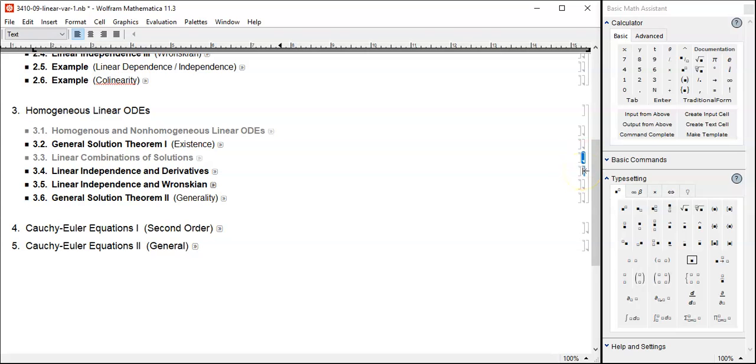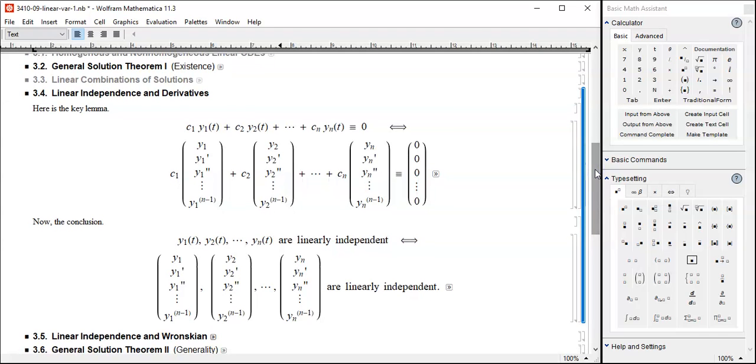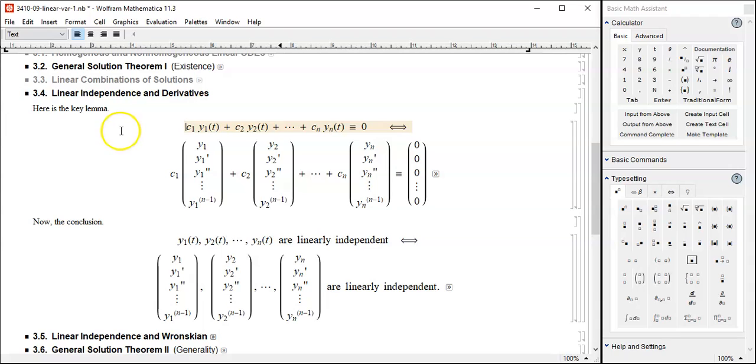Now let's go to something big. This one really deserves to be called a lemma, a key lemma. The linear combination of the functions c1y1 plus c2y2 plus and so on is identically 0. That statement is equivalent to these column vector functions behaving the same. The same linear combination with the same coefficients c1 and c2 and so on will turn out to be 0 identically. So this and that are equivalent.